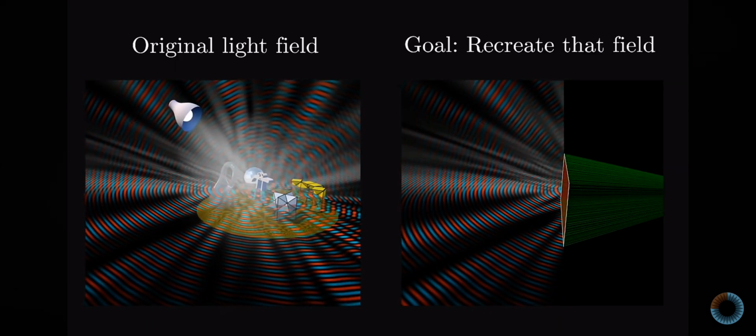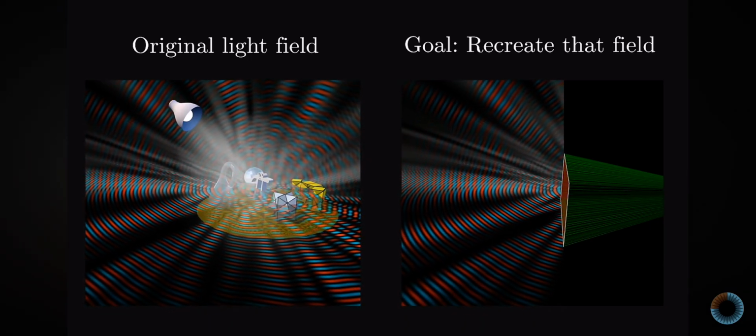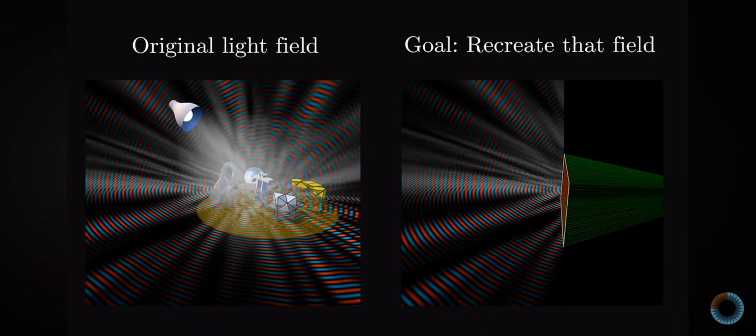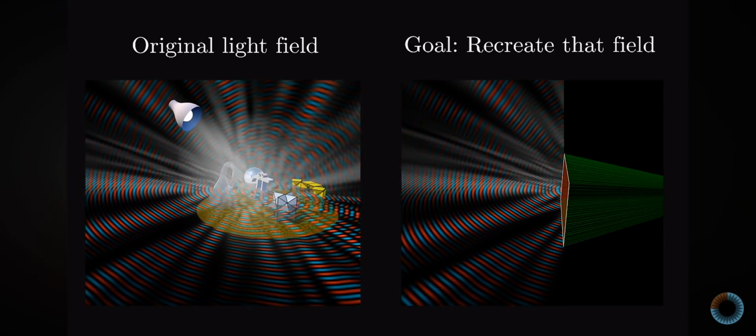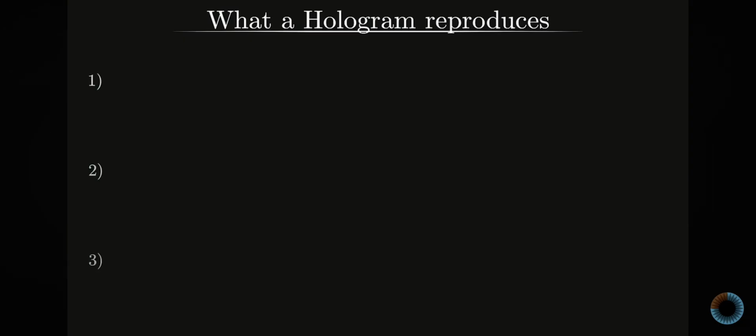Much earlier, I said that the way you want to think about a hologram is that you're trying to record and reconstruct the state of the light field around a scene. The truth is that a hologram doesn't exactly do this. What it actually recreates can be thought of as a sum of 3 different light waves.